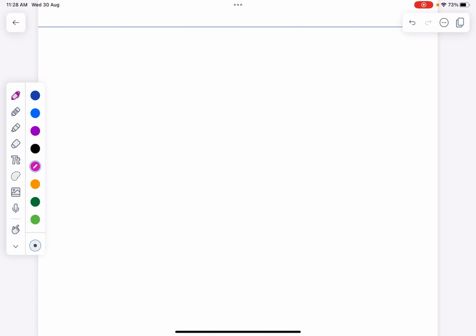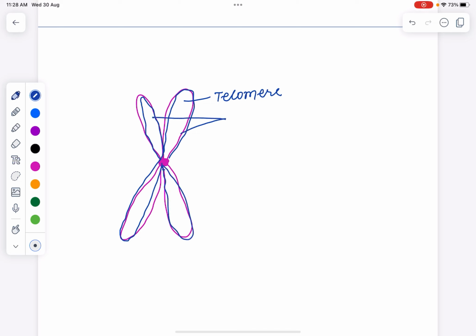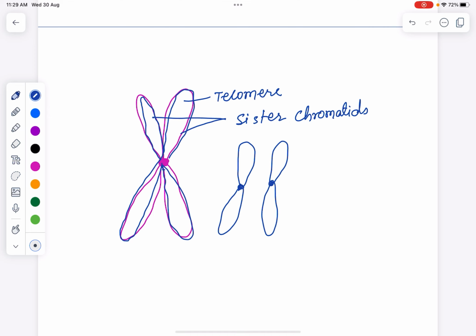When the chromosome forms, the upper part is called the telomere. These two are called sister chromatids. This is called the centromere.